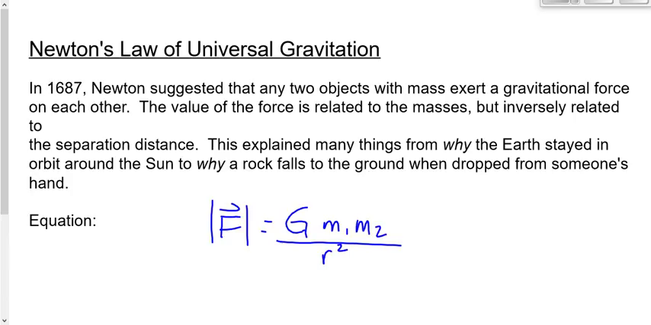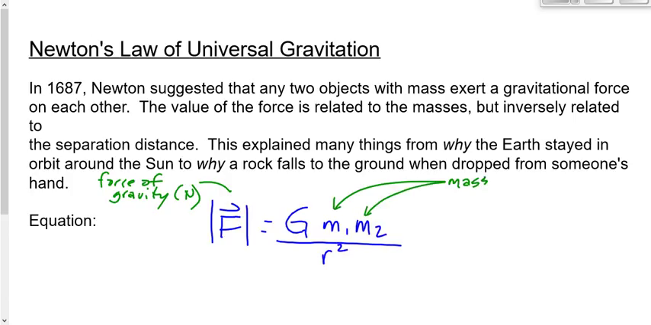Now, let's start identifying what some of these variables mean. This is my force of gravity. Technically, it's the magnitude of the force of gravity because it only gives me the value of it, not the direction. But you know what? That's okay. We know that gravity is always an attractive force, which means that two things that exert that force of gravity will always be pulled towards each other. It's the force of gravity, and it's measured in newtons. Okay? These are the two masses, whatever order you want to put them in, mass 1 and mass 2, and they're both measured in kilograms, as mass always is for us.